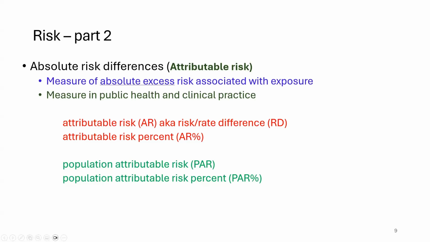Absolute risk difference is pretty much exactly what it sounds like, and really quantifies the difference between one group and another group. An easier way to think about this as a comparison to, say, relative risk is that relative risk is a ratio of two different groups, and the risk difference is the difference between the two groups, which allows us to calculate or quantify the amount of excess risk posed by an exposure, which can be used both in public health and clinical practices. So later on in this lecture, we'll talk about attributable risk and population attributable risk.